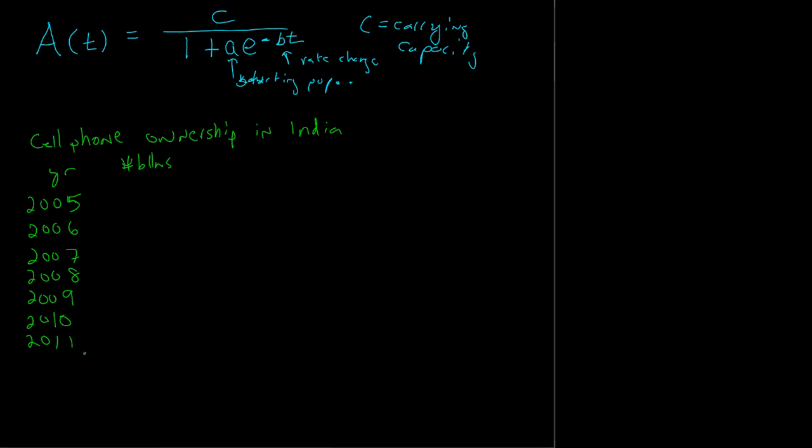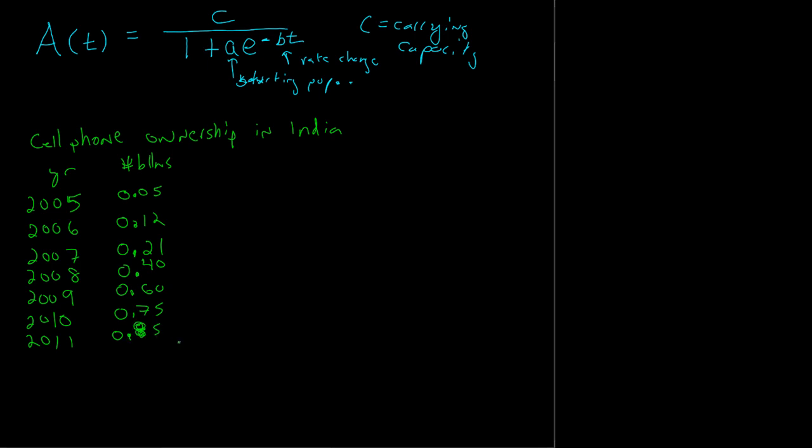And let's see, we have 0.05 for here. We have 0.12. 0.21. 0.40. 0.60, 0.75, and 0.85. And so here's the data.